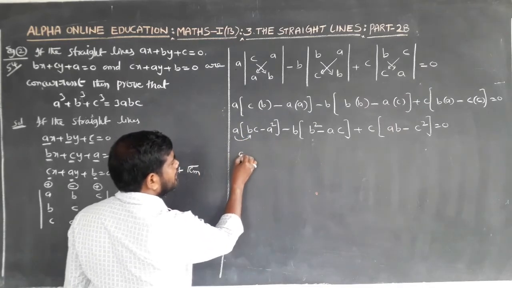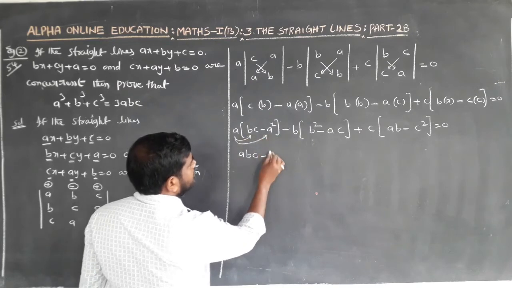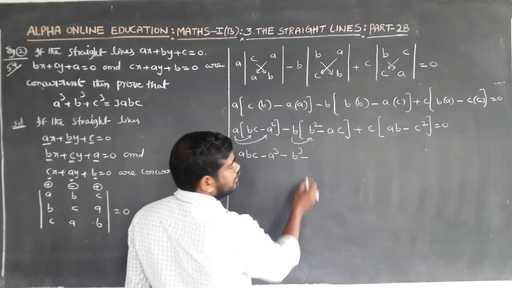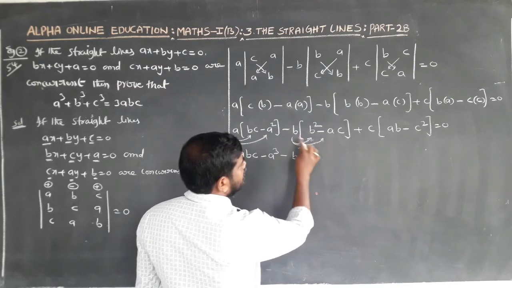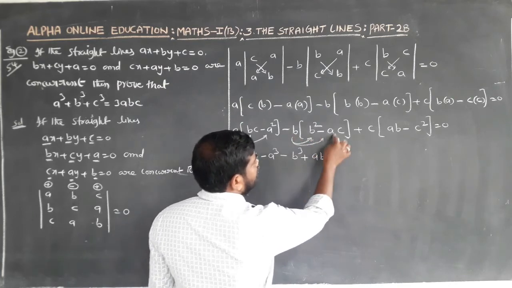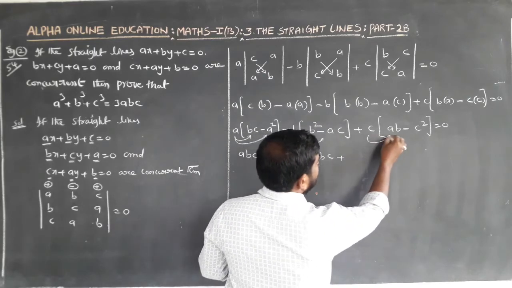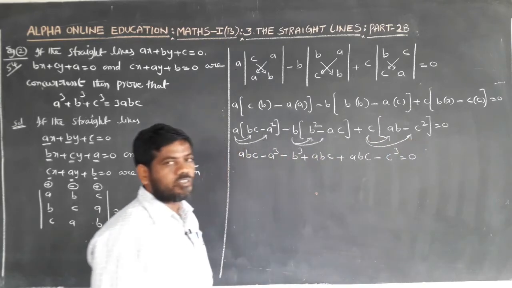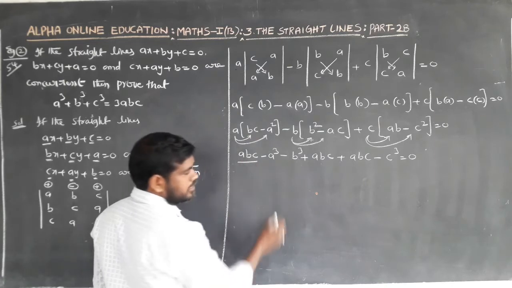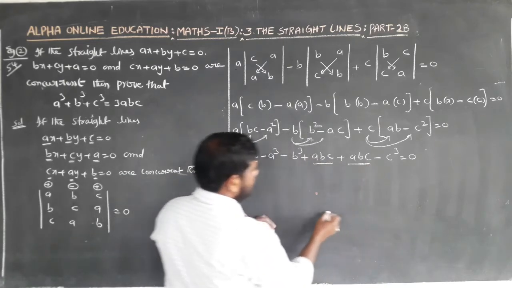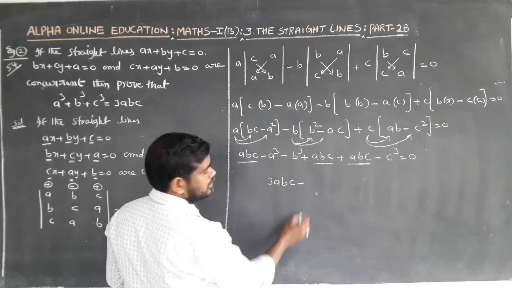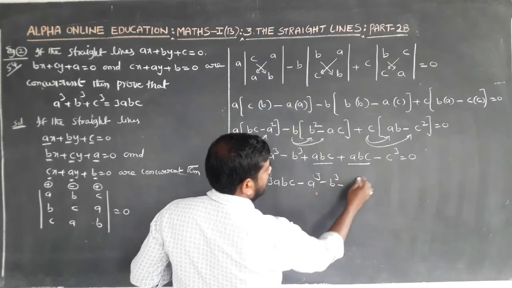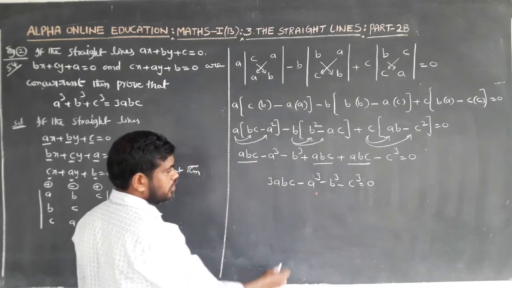a into bc gives abc, minus a into a squared gives a cube, minus b into b squared gives b cube, minus b into ac gives minus, minus, plus abc, plus c into ab gives abc, c into minus c squared gives minus c cube is equal to 0. abc plus abc plus abc: 3abc minus a cube minus b cube minus c cube is equal to 0.